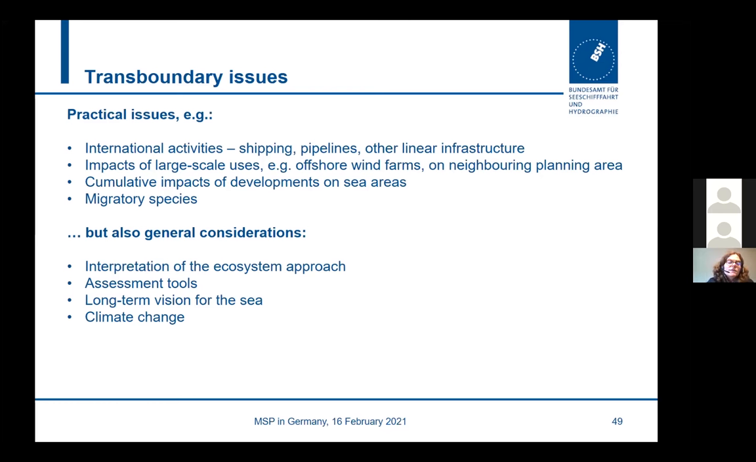It's an opportunity to discuss cumulative impacts: how much of an impact can we see once we take it all together? What happens with migratory species, for example? Birds are a good example, but also mammals, marine mammals that are very mobile and clearly where an international approach is required. And then also, what do we mean by the ecosystem approach really? What tools do we use to actually assess any impacts?